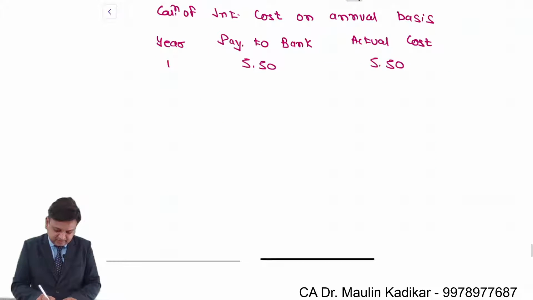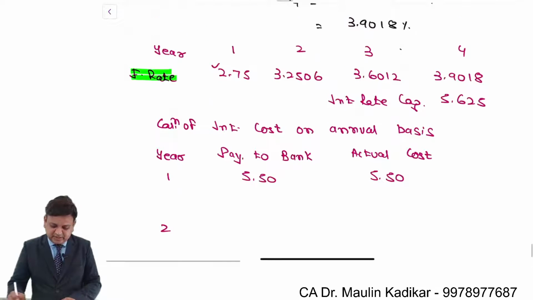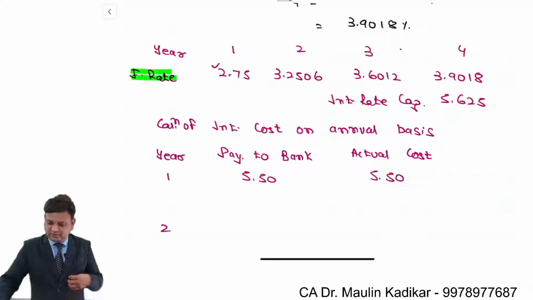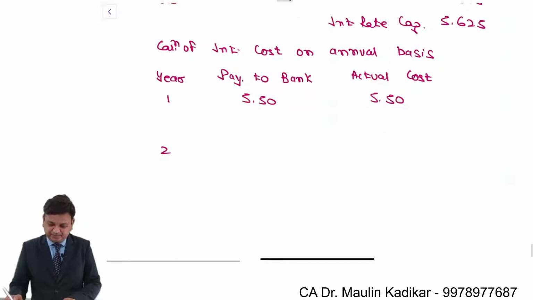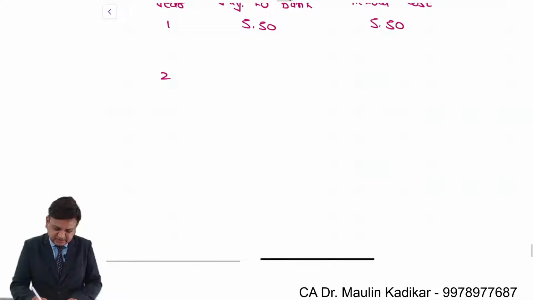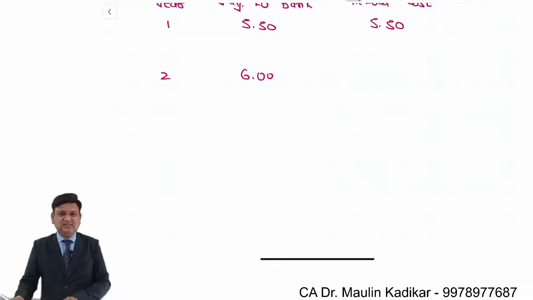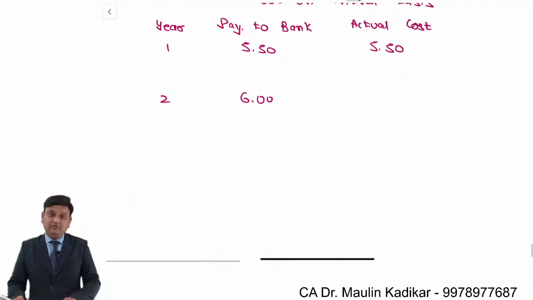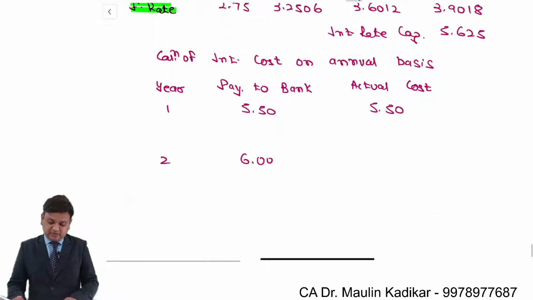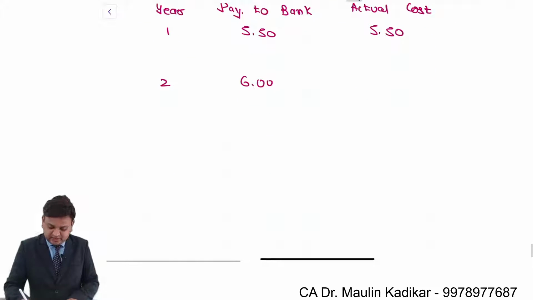In the second year, the floating rate of interest is 3.2506. To that, 2.75 is added. So that comes to 6.0006. So let us keep it 6 only, which is more than 5.625. So actual cost will be restricted to 5.625.